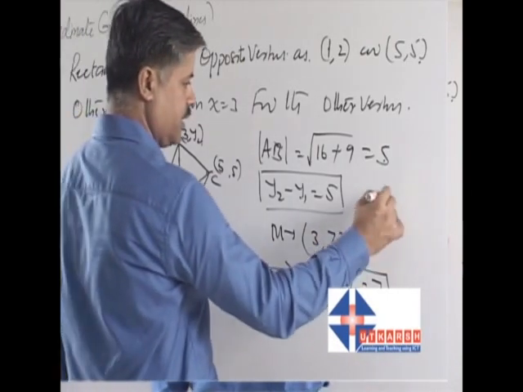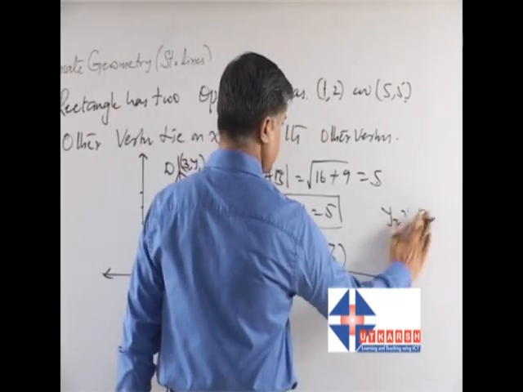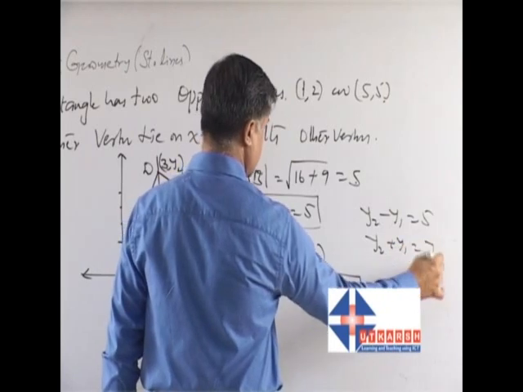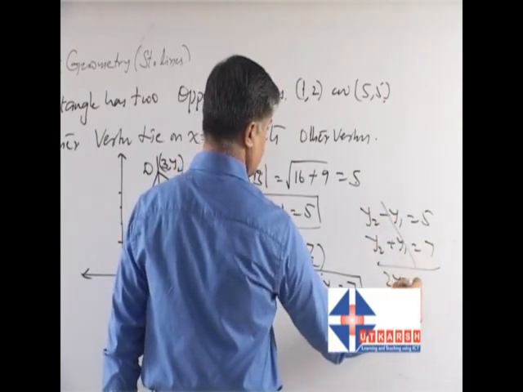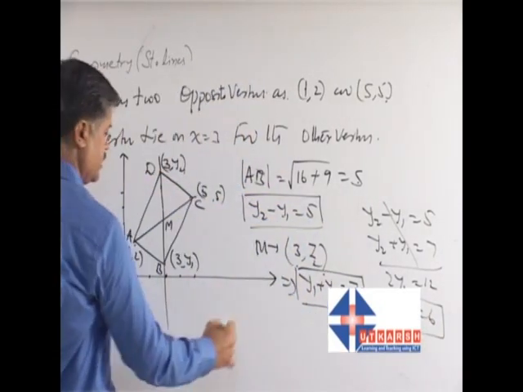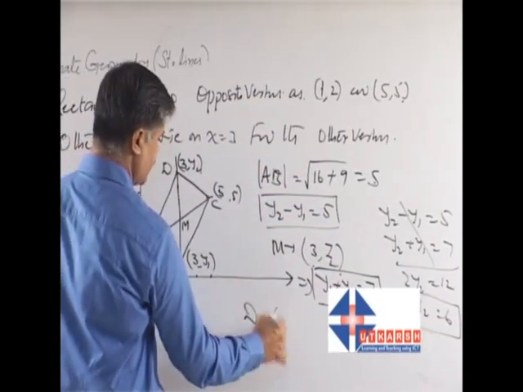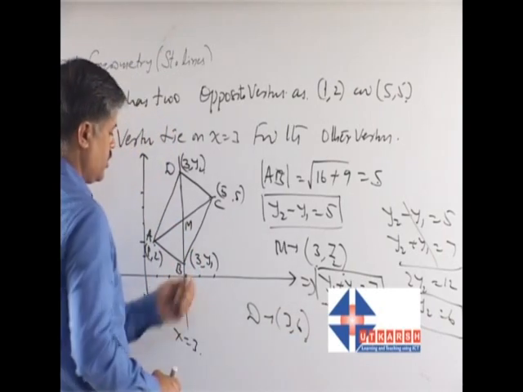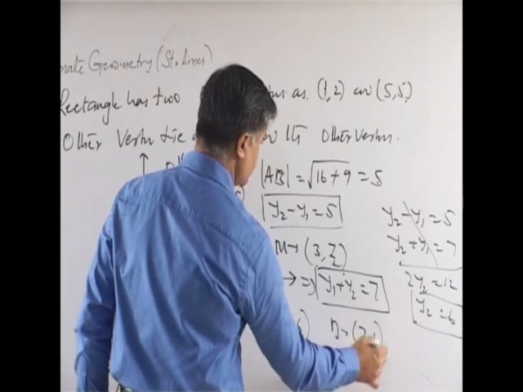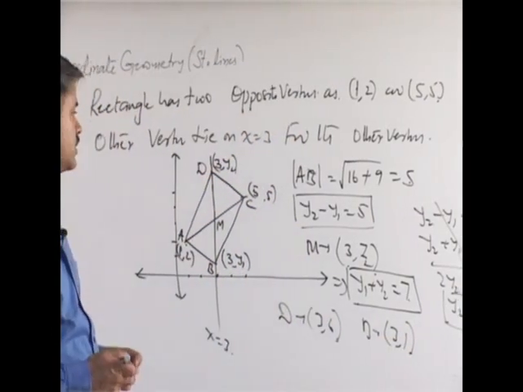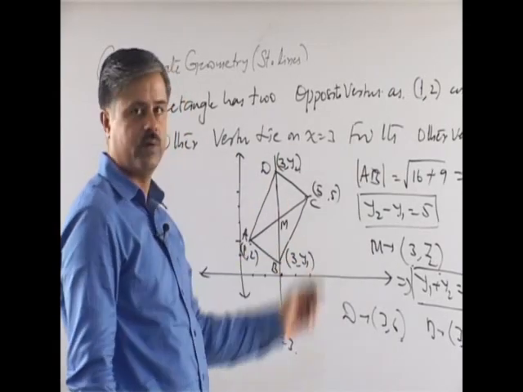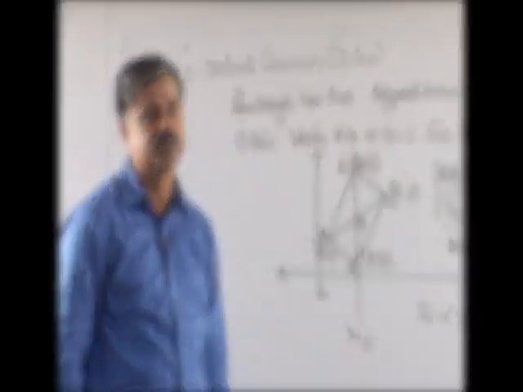अगर हम उसको सॉल्व करते हैं, y2 minus y1 is equal to 5, y2 plus y1 is equal to 7, thus 2 y2 is equal to 12, y2 is equal to 6. तो एक वर्टेक्स आपका आ गया, D is 3 and 6 और B क्या आ जाएगा, B will be 3 and 1. So this is how you can find out the vertices. If somehow he asks you to find out the equations of the sides also, तो equations आप निकाल देना. Okay now?